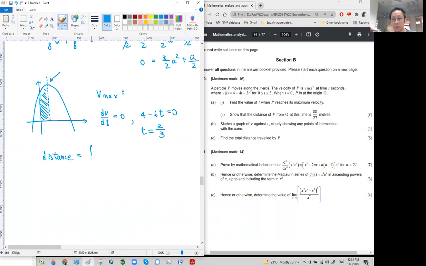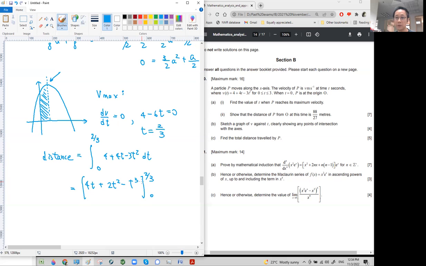Had there been a change in direction and they ask you for the distance, then you have to integrate the positive velocity and negative velocity sections of the graph separately. Or you can integrate the absolute value of the graph. But then integrating the absolute value of a graph is not easy to do by hand. Here, I'm just going to integrate from 0 to 2/3, 4 plus 4t minus 3t squared dt equals 4t plus 2t squared minus t cubed.